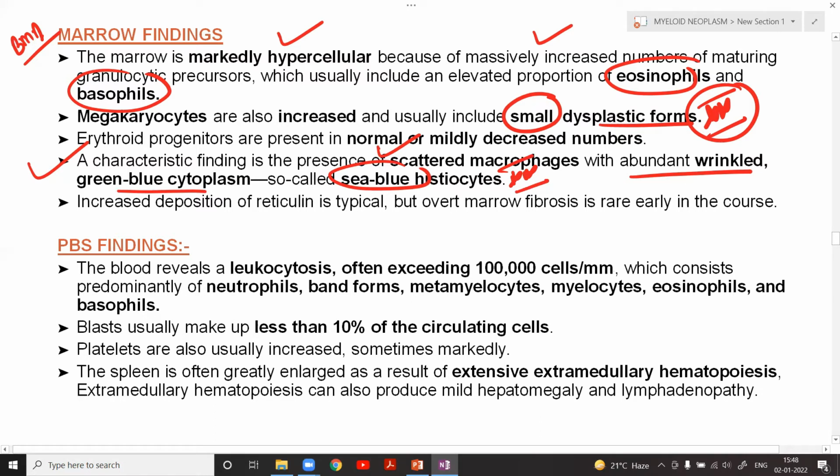And over a period of time, be it any kind of myeloproliferative neoplasm, whether it be CML, polycythemia vera, essential thrombocythemia, or any other, as the disease progresses, there will be more inflammation. Ultimately, there will be overt myelofibrosis, which will be highlighted by the deposition of reticulin. Okay, so these are the bone marrow findings.